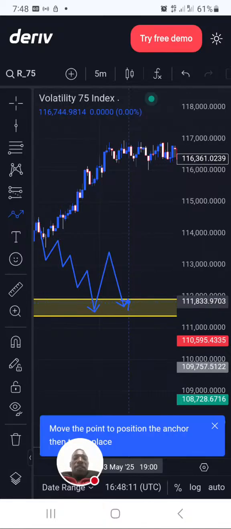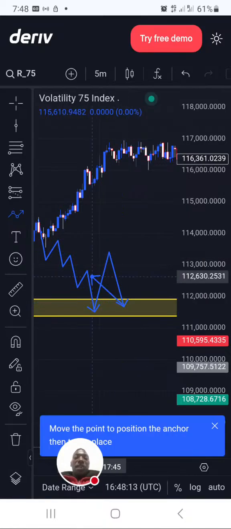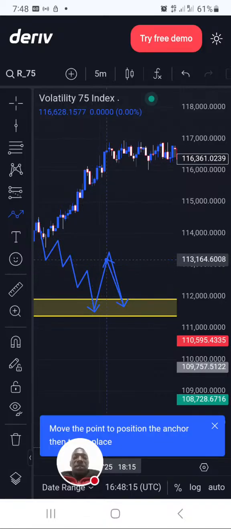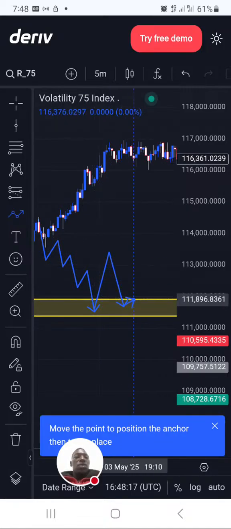Are you getting the point? Don't just jump in because you have seen this structure got broken and then you say now it's time you go. You need a sniper entry. Bro, yes, sniper entry, zero drawdown, they are good. But man, you can be caught here.